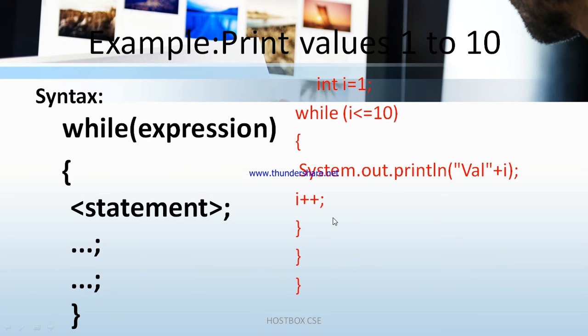So what will happen? This is the post increment operator. By default the i value is 1, and it will check whether the i value is less than or equal to 10 or not. If it is, it will execute and increment the value by 1, so it prints 2. Like that it keeps on going till i reaches 10. So it prints the values 1 to 10: 1, then incremented 2, again incremented 3, and so on. It finally prints 10. Let's go for execution here.